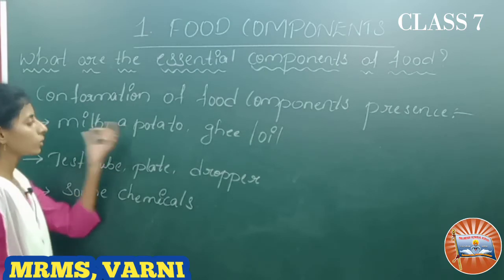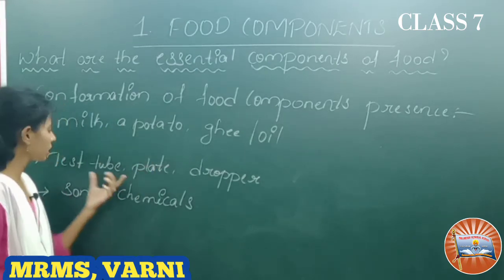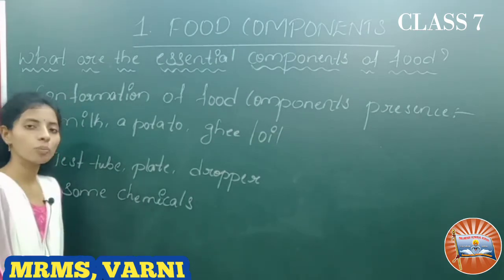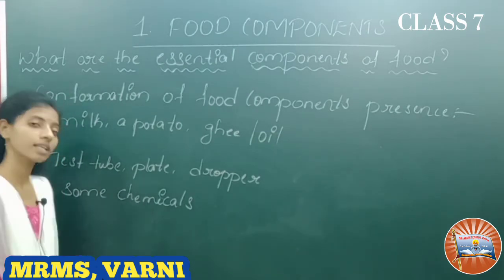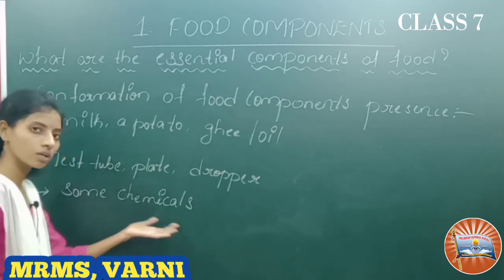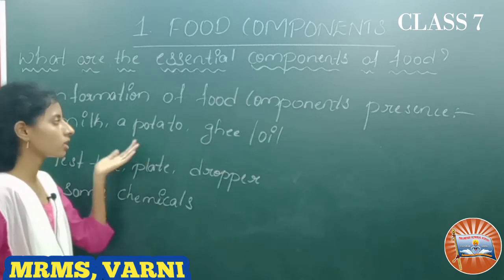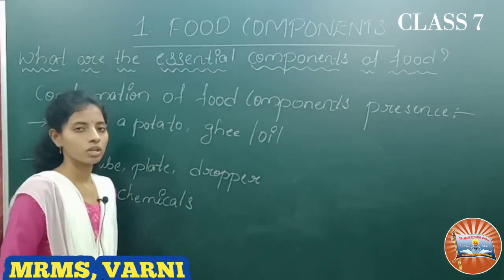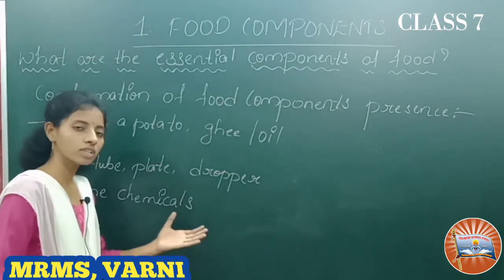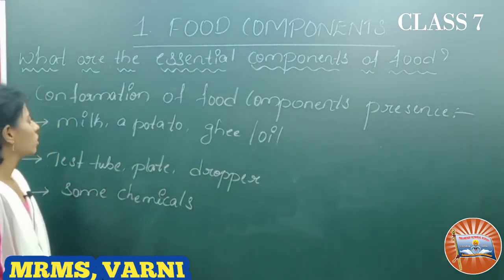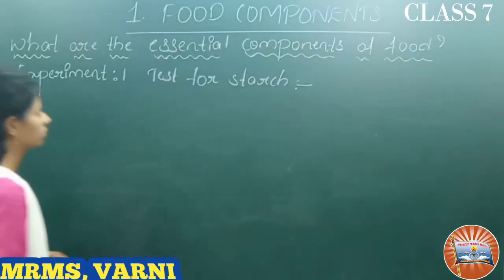We are going to take each and every food component in a test tube or plate. To that food component we will add these chemicals. So which chemicals are we going to use here? That chemical we have to add to each and every food component, and by using that we can test these food components.